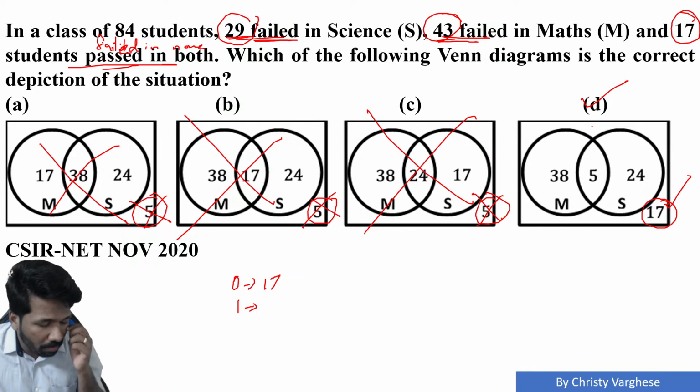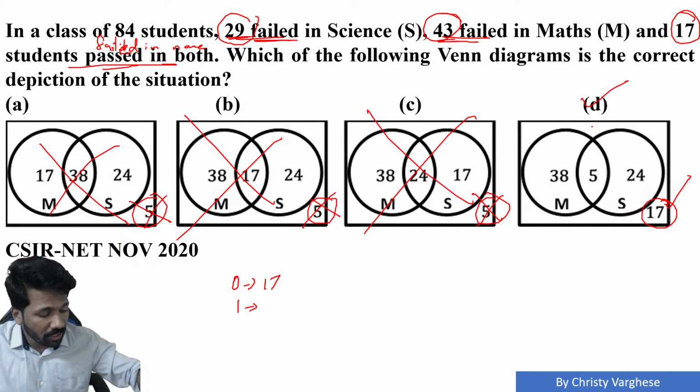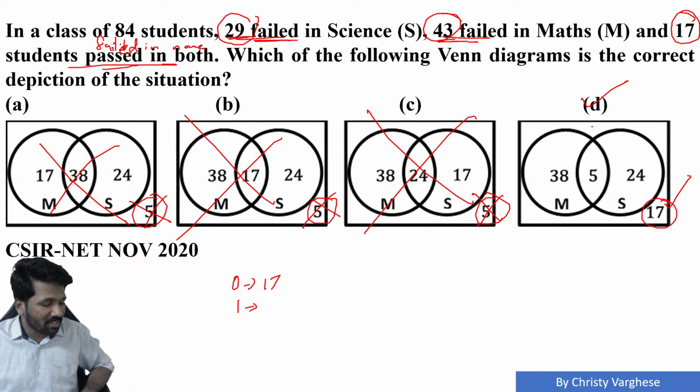Shivam, there is no minimum cutoff for CSIR-NET Part A section. More you get, more easy it is to clear the exam. That is the only thing.